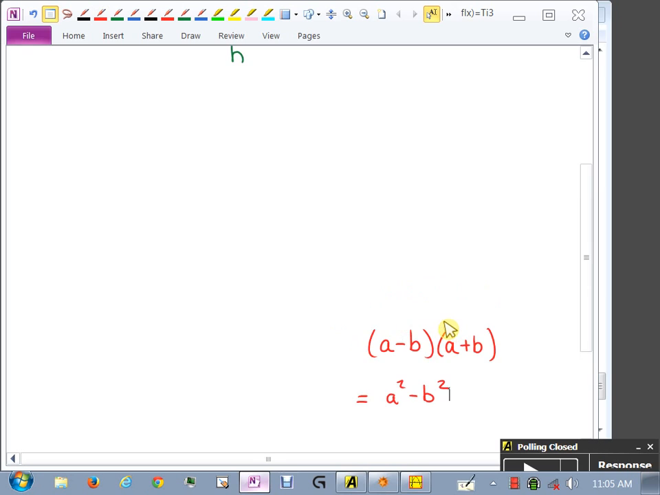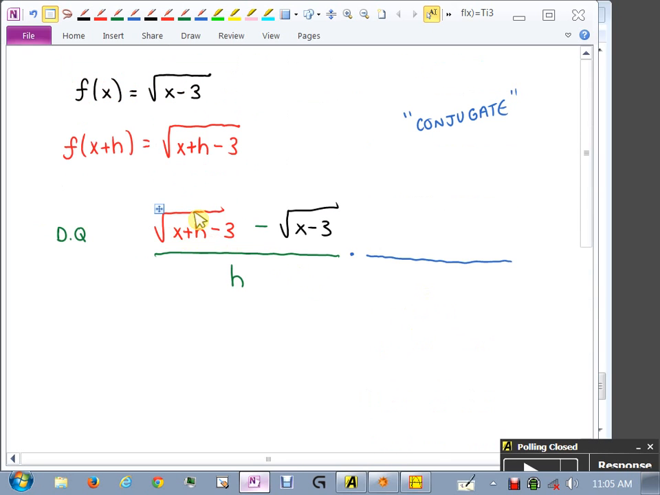Well, if I do that here, this entire thing here is like my a, and this entire thing here is like my b. Then if my result is going to be a squared minus b squared, I shouldn't have roots anymore, which is why I'm happy about it, all right? But let me go ahead and do the actual computation. So here comes the conjugate.